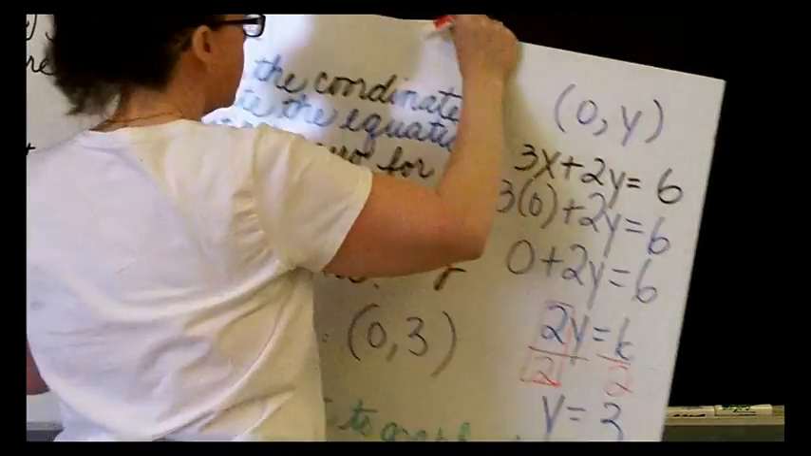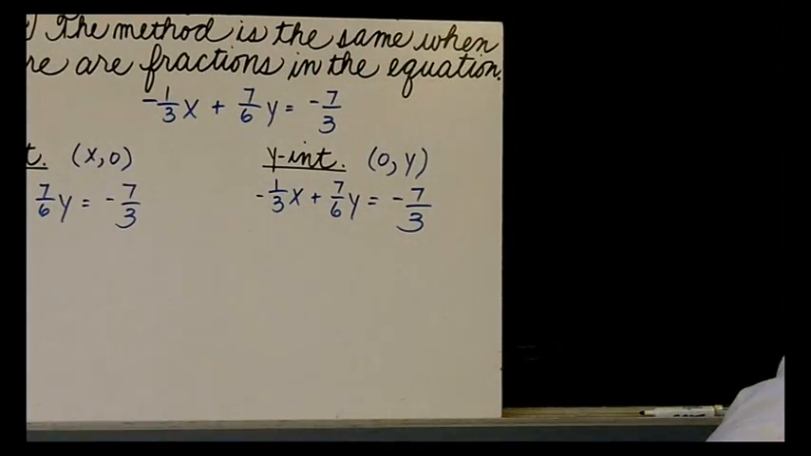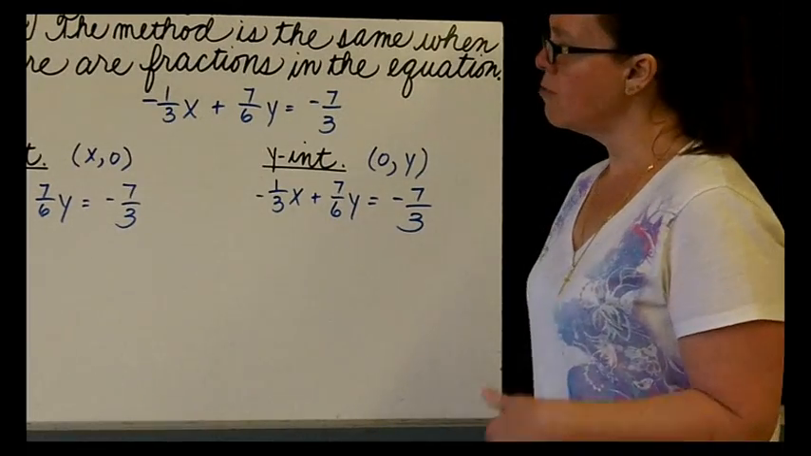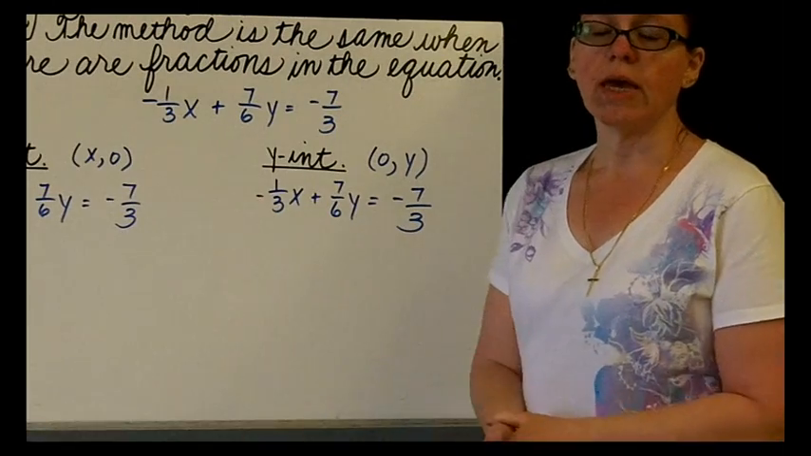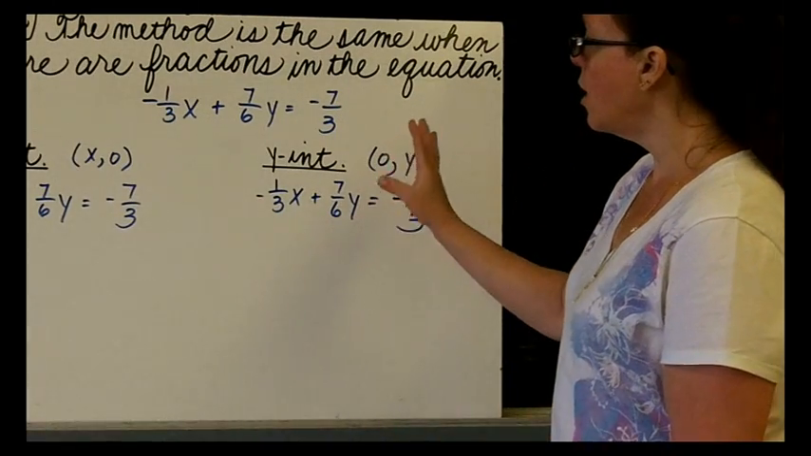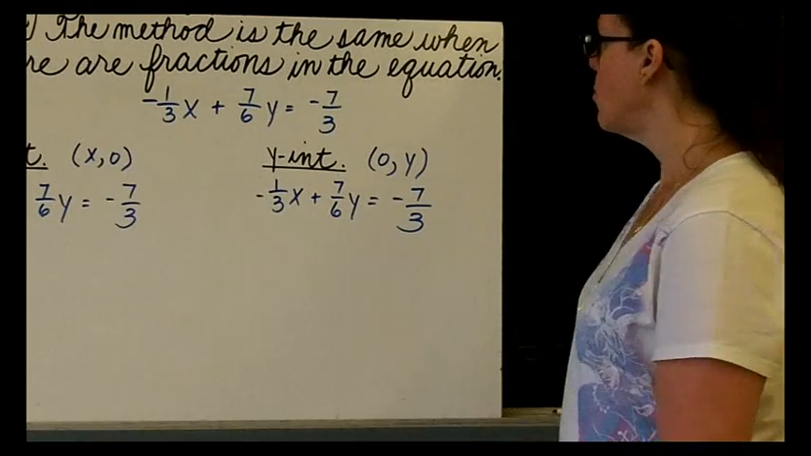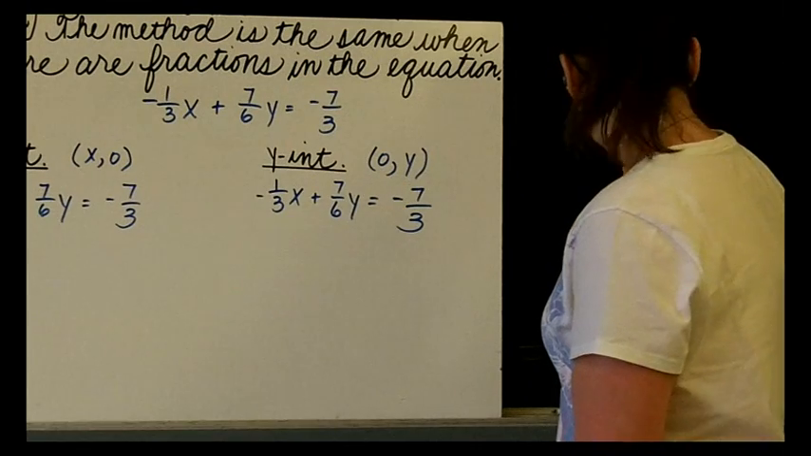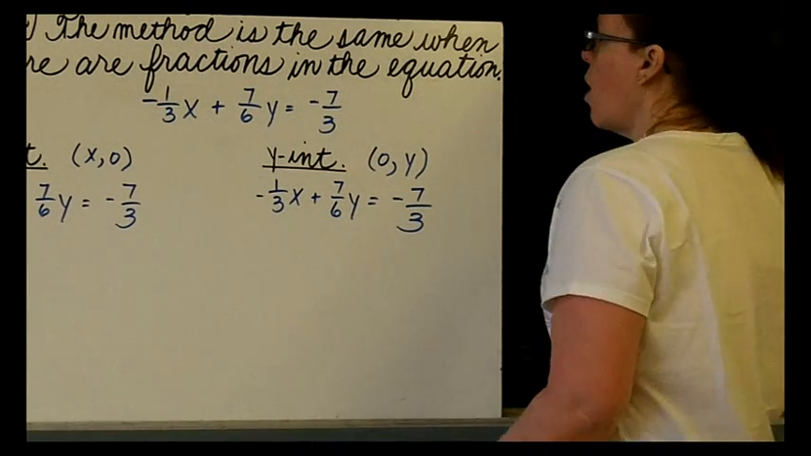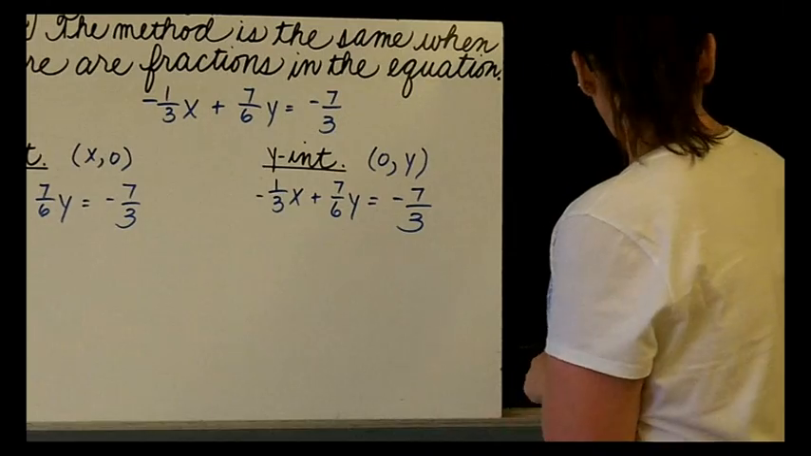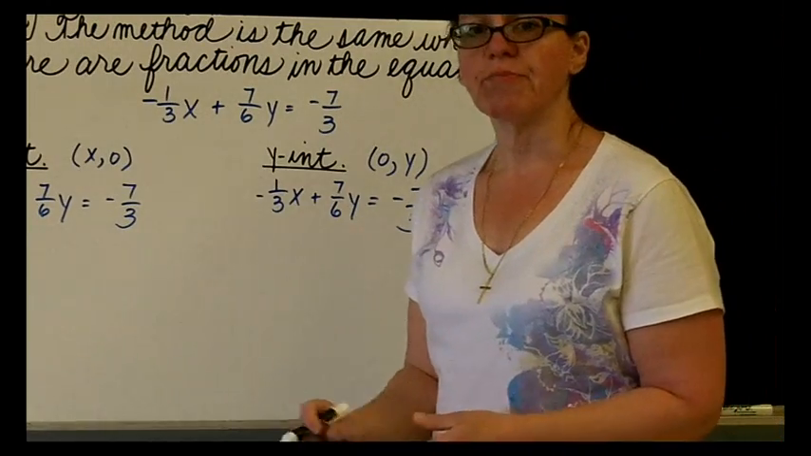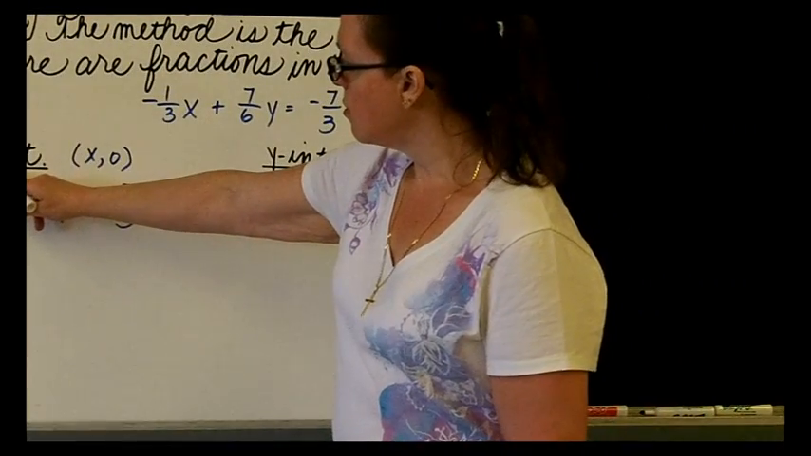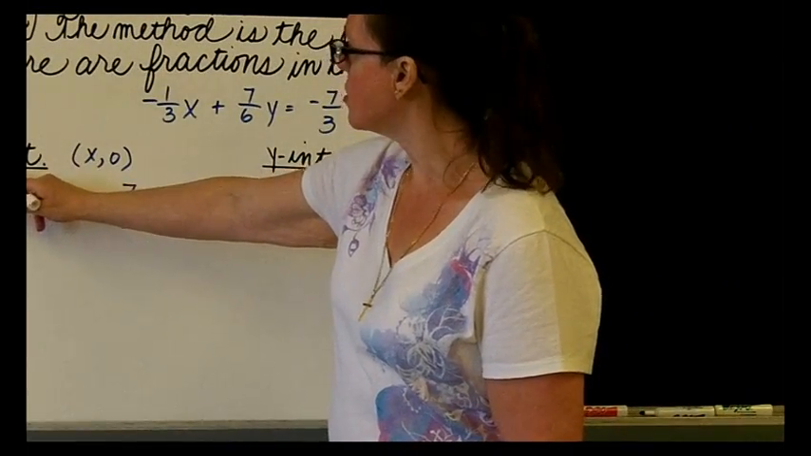Okay, now our second example is just like the first, but I know how students react when they see fractions in an equation. But I want you to know that the method is the same even when you're using fractions. So we have our equation, -1/3 x plus 7/6 y equals -7/3. Doesn't look very friendly, but we're going to follow the same steps, and you'll see it's not very hard to do. So we're solving for our x-intercept first.